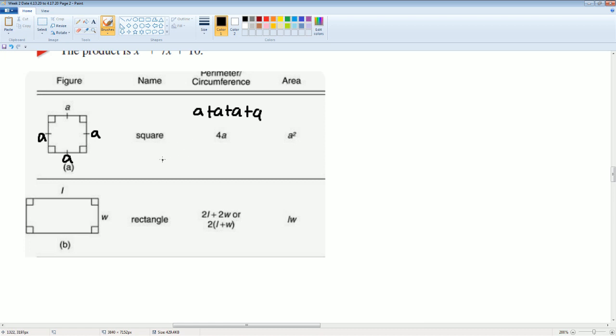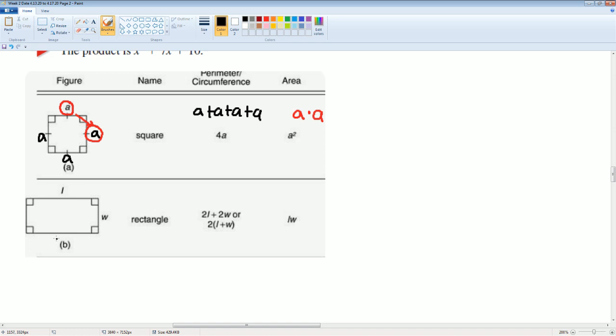Making sense? Now, the area is basically just the length times the width, okay? So it's going to be a multiplication. You're going to multiply A with this A. So this is A times A, and you know that A times A is just A squared. Good?